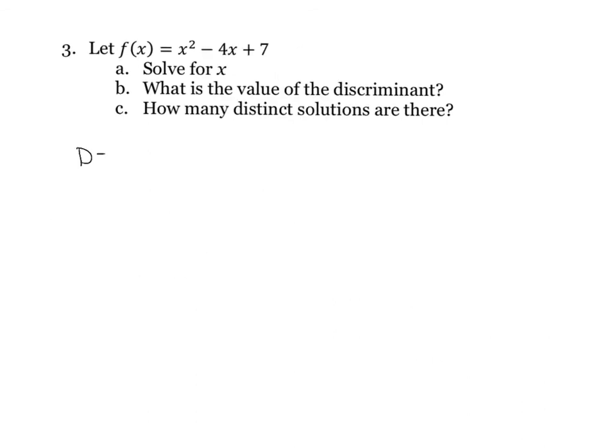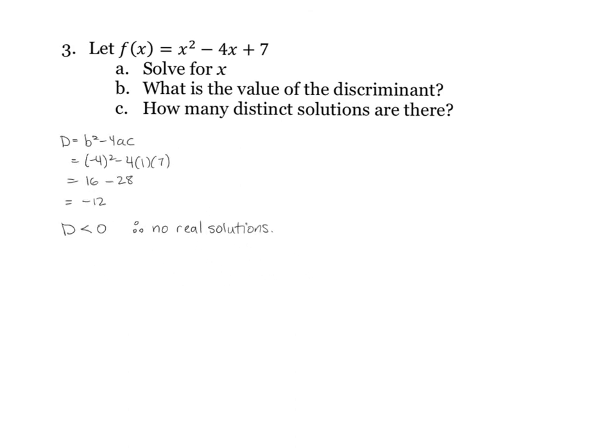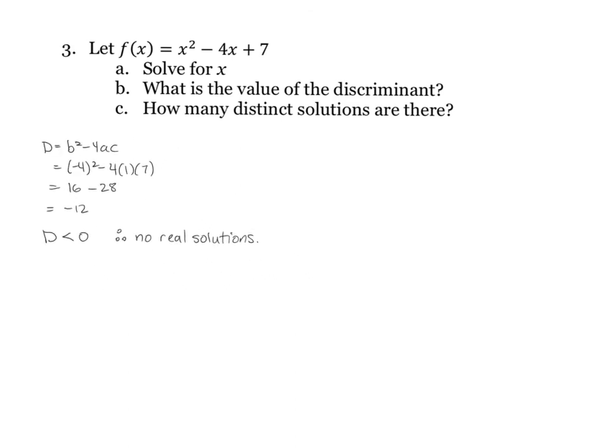Finally, let's look at our last example. Let's find the discriminant first. b squared minus 4ac gives us negative 4 squared minus 4 times 1 times 7, which gives us 16 minus 28, or negative 12. In this case, our discriminant is less than 0, so there are no real solutions to this problem. That being said, we still need to solve and see what we have for our zeros.